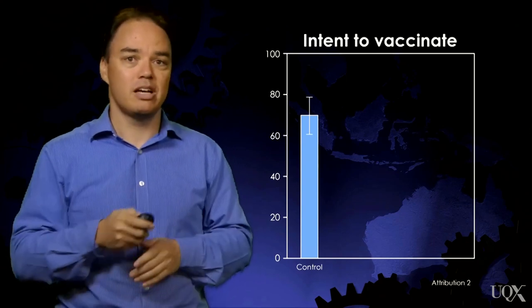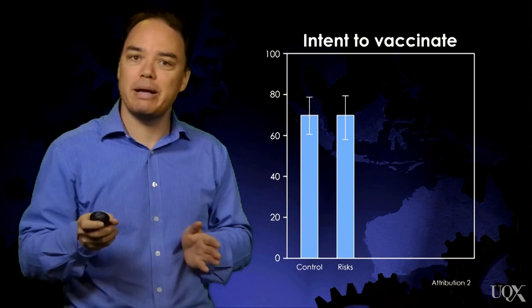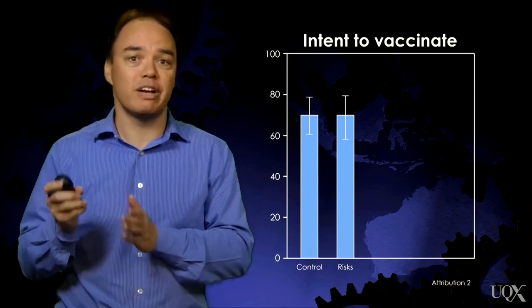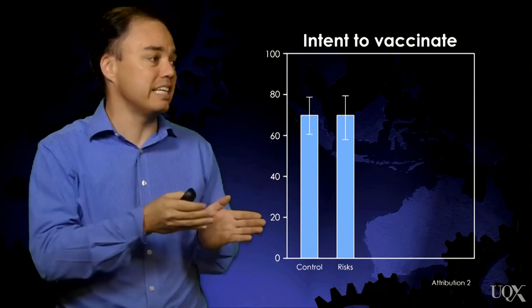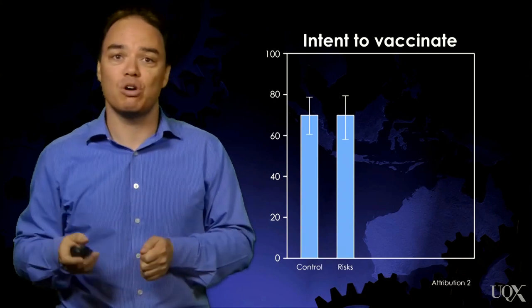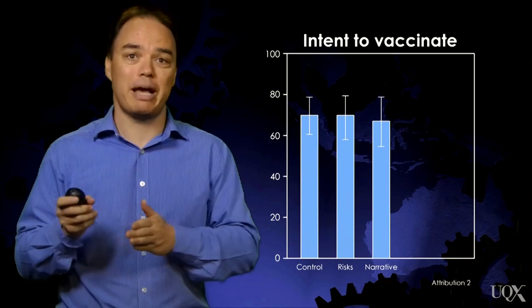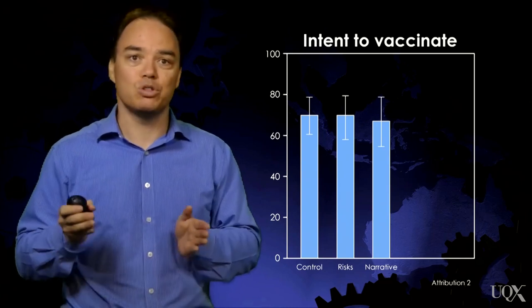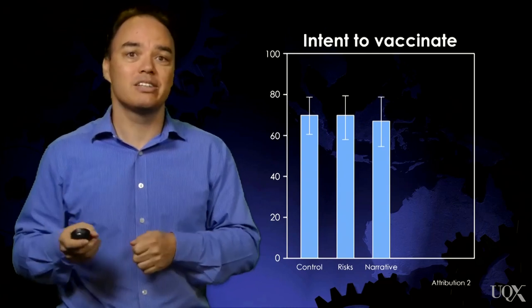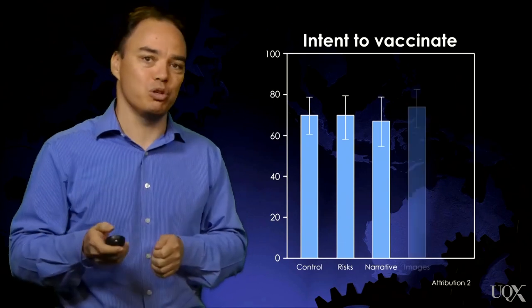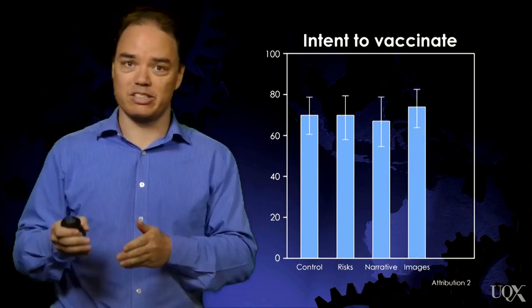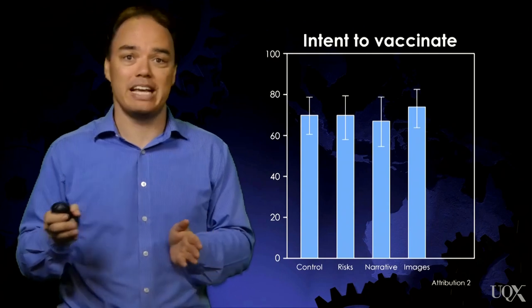The bar on the left here shows the intent to vaccinate amongst a control group who weren't shown any messages. A second group read a message explaining the risks of preventable diseases. As you can see, no difference to the control group. A third group read dramatic narratives about diseases. Again, there was no increase in an intent to vaccinate. A fourth group was shown images of diseases with no significant effect either.